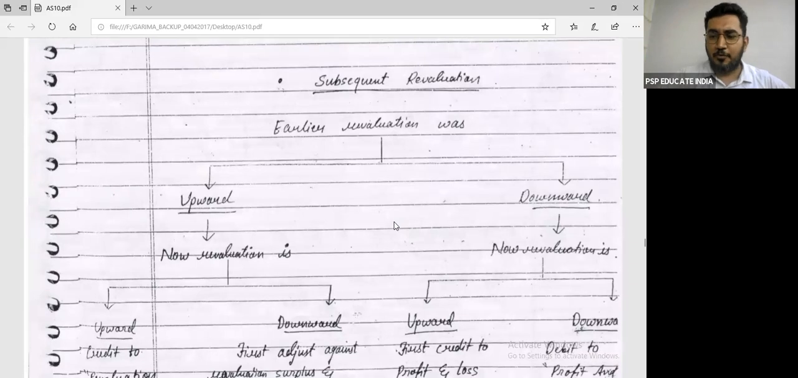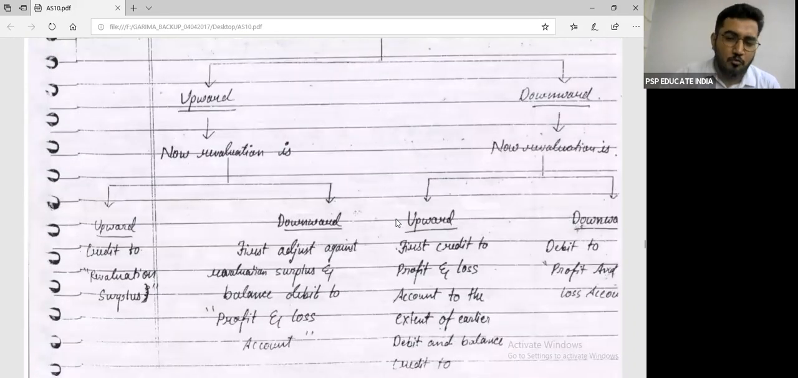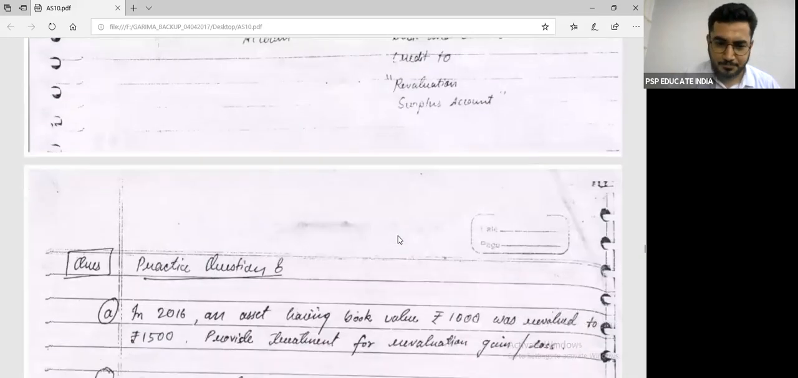In case of subsequent revaluation, if earlier revaluation was upward and now also revaluation is upward, you will credit to revaluation surplus. If earlier revaluation was downward, now also revaluation is downward, you will debit to the profit and loss account. If earlier revaluation was upward and now it is downward, you will first adjust against the revaluation surplus and balance will go to the P&L. If first it was downward and now it is upward, you will first credit the P&L to the extent of earlier debit, and balance will go to the revaluation surplus account.